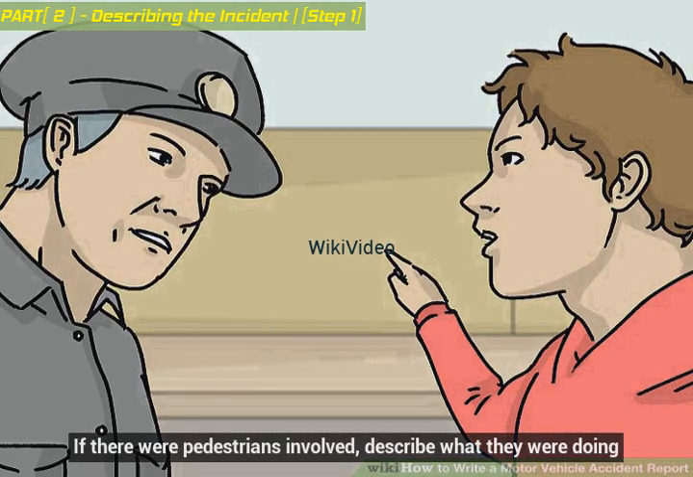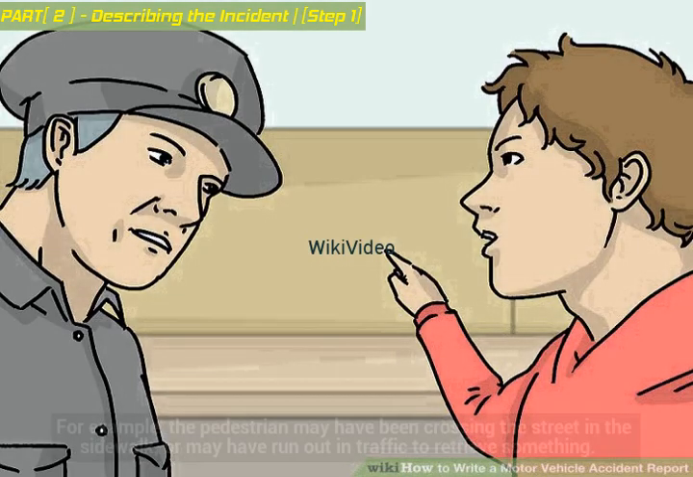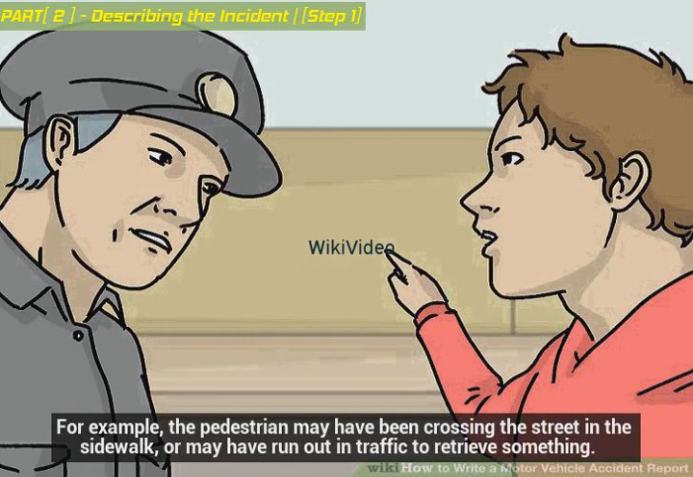If there were pedestrians involved, describe what they were doing. For example, the pedestrian may have been crossing the street in the sidewalk, or may have run out in traffic to retrieve something.